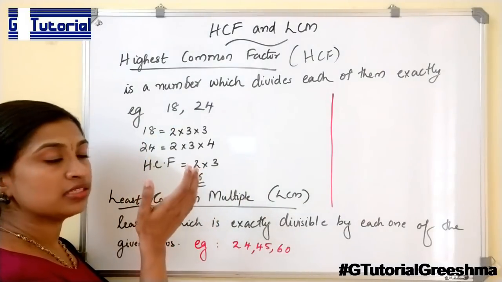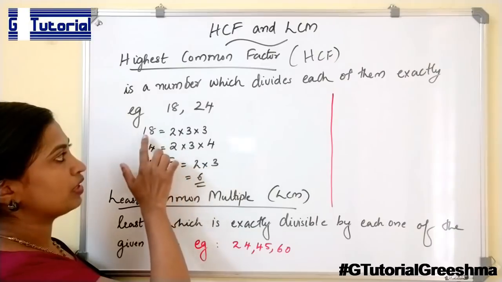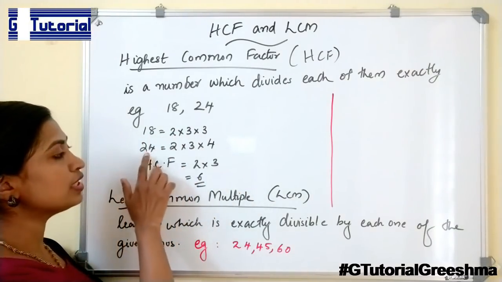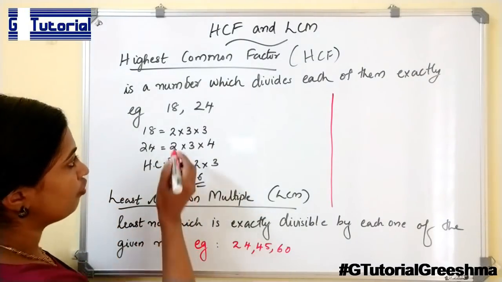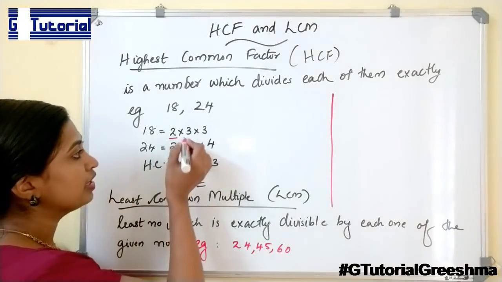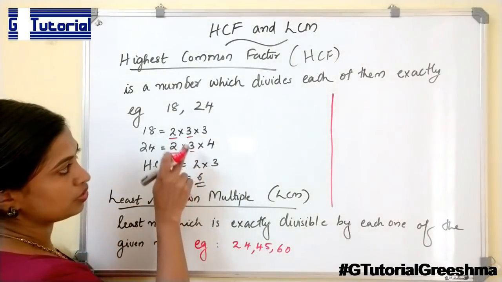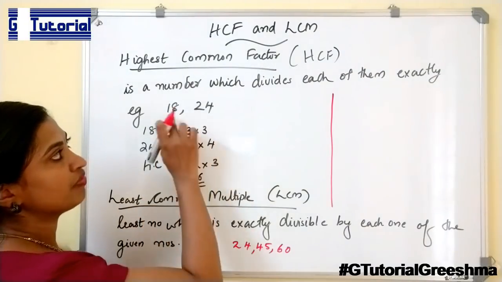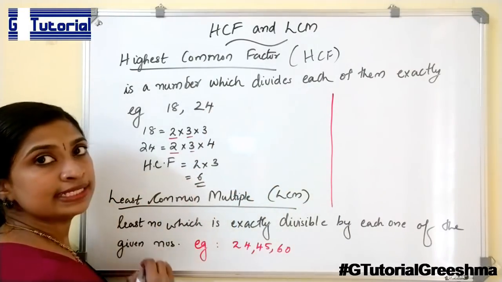So, in order to find the greatest number that divides both 18 and 24, let us factorize them. 18 is 1 into 2 into 3 into 3. 24 is 2 into 3 into 4. So, the highest common factor is 2. Again, 3 is also present in both of these numbers. So, 2 into 3 is the highest common factor which divides 18 and 24. 2 into 3 is 6. So, HCF of 18 and 24 is 6.